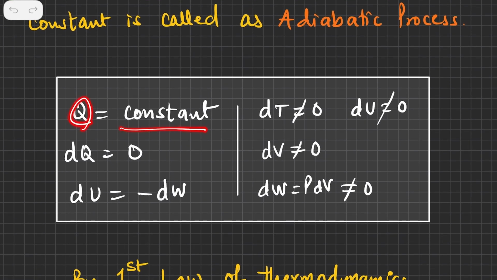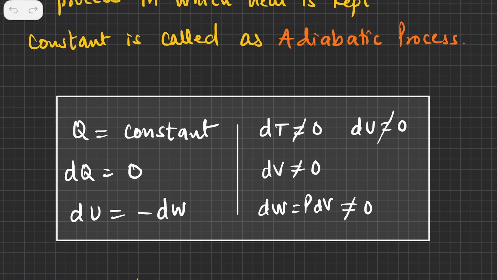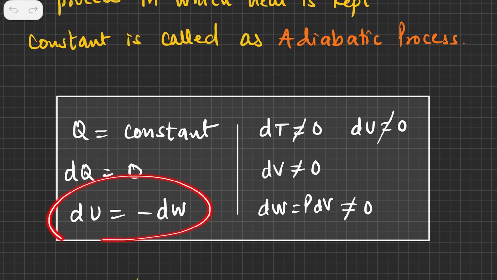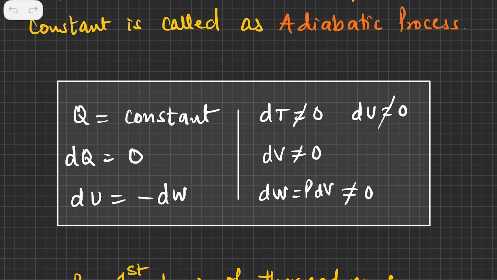So if heat is constant, the change in heat is zero. So there is no change in heat. That's why heat is constant. And you know the equation of first law of thermodynamics, that is dq is equal to du plus dw. So if dq is equal to 0, then this du or this dw can be brought on the other side. So you will get du is equal to minus dw. More on this just a few lines below.